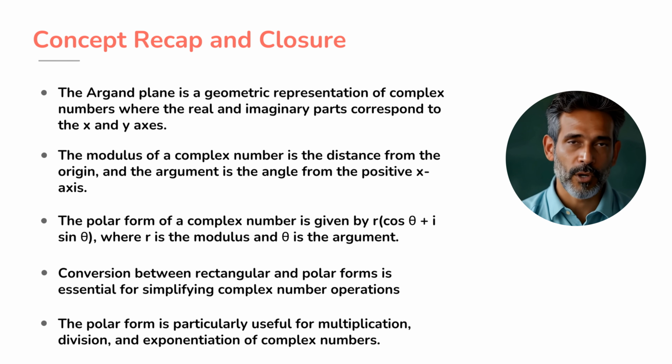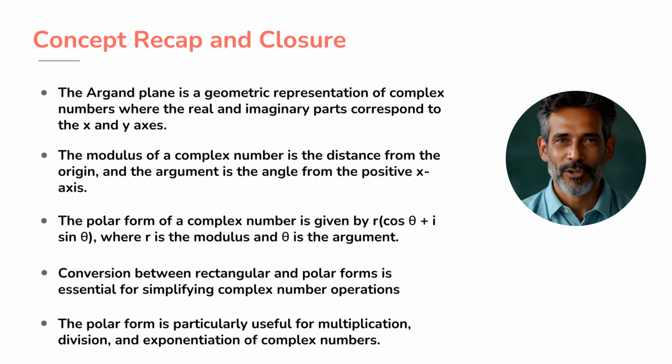The polar form of a complex number is written as r times open bracket cosine theta plus iota sine theta close bracket. We can easily convert between rectangular form and polar form, and this is especially useful for multiplication, division, and exponentiation of complex numbers. Polar representation is one of the most powerful tools in the study of complex numbers.